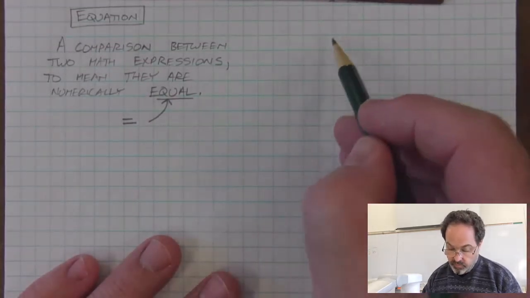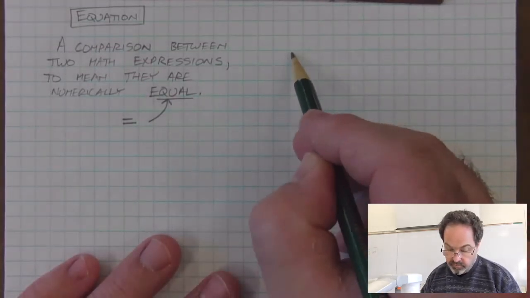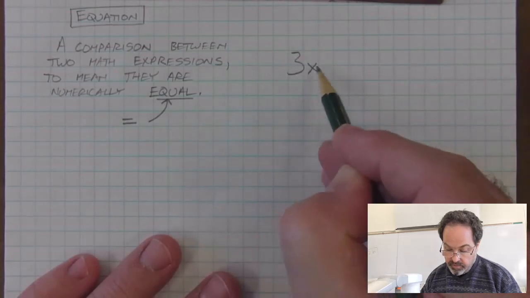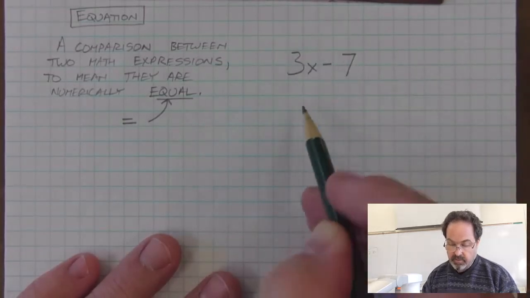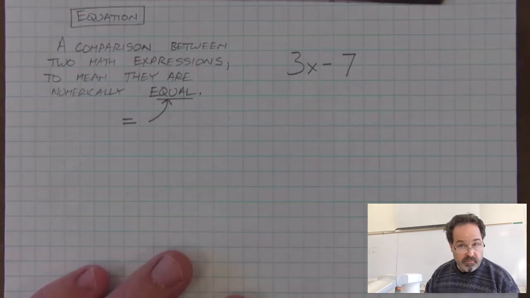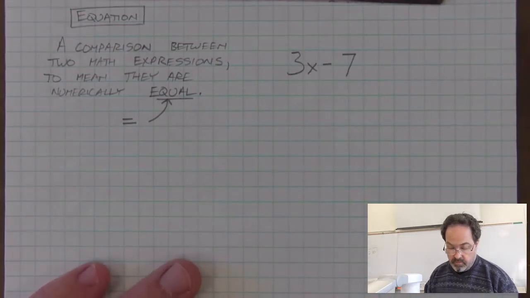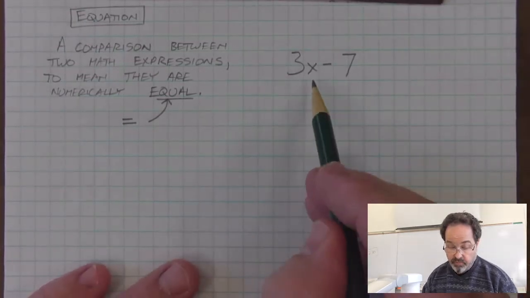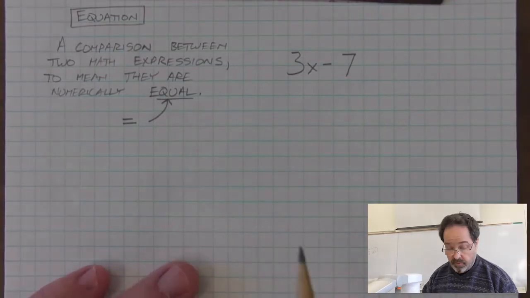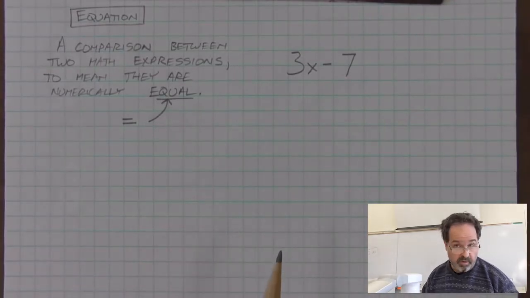So if we had, for example, an expression like 3x minus 7, this stands for a numerical quantity. We may not have a value for x, which is a variable, but for every value of x, we'd be able to evaluate 3x minus 7, turn it into a number. But this isn't an equation. There's no equal sign. There's no comparison.